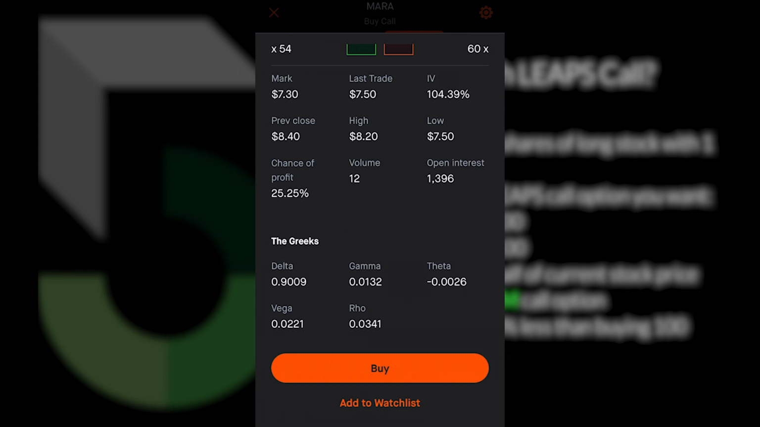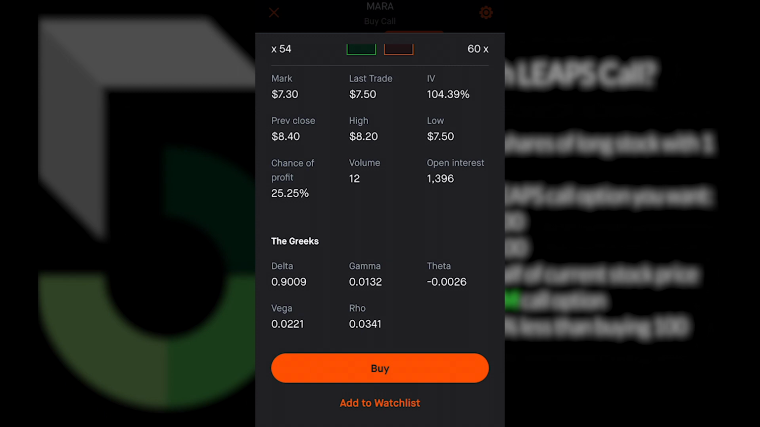All right. Now for the theta, this is a measure of time decay. For every day that we hold this option, the theta tells us how much money we're going to be losing. In this case, it's $0.0026, so about a quarter of a penny every day. When you hold a stock, obviously there's no time decay. You can hold it forever and it's not going to decrease on its own unless the price goes down.